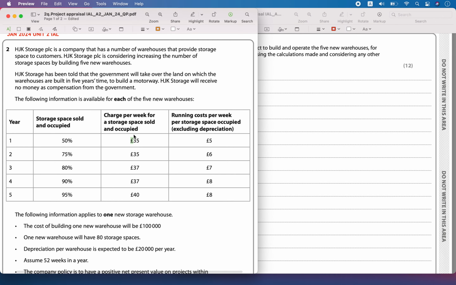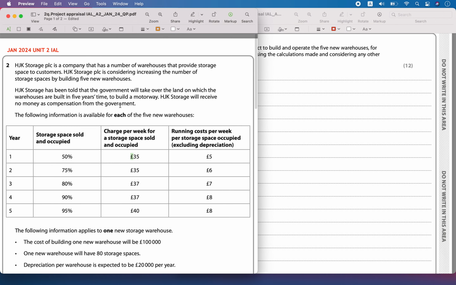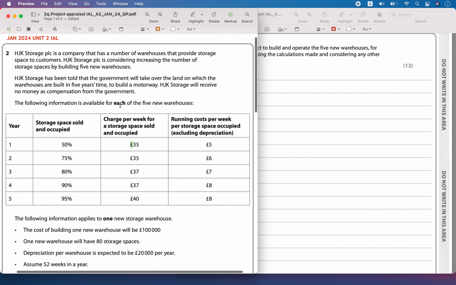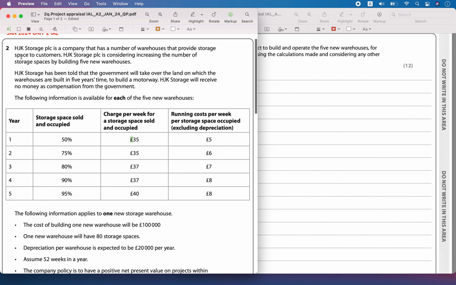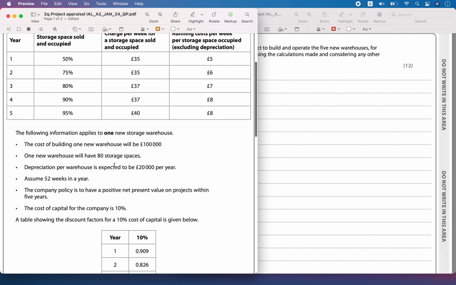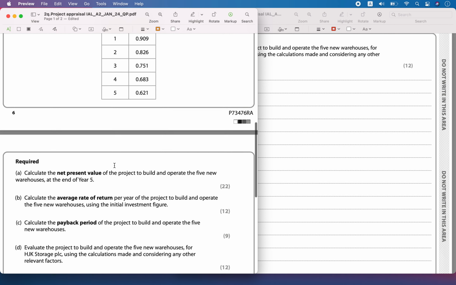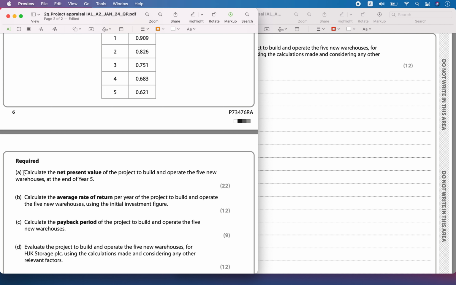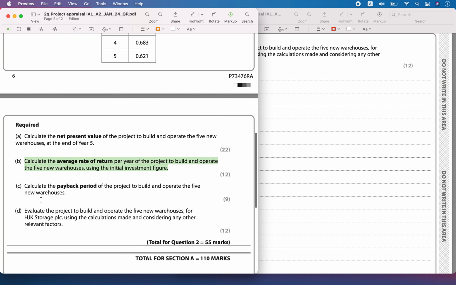Hello, today we are solving Jan 2024 Unit 2 IAL paper question number 2. So this is an investment appraisal project for HJK Storage PLC. In the first part of the question we had to calculate the net present value of the project. In the second part we had calculated the average rate of return per year of the project.